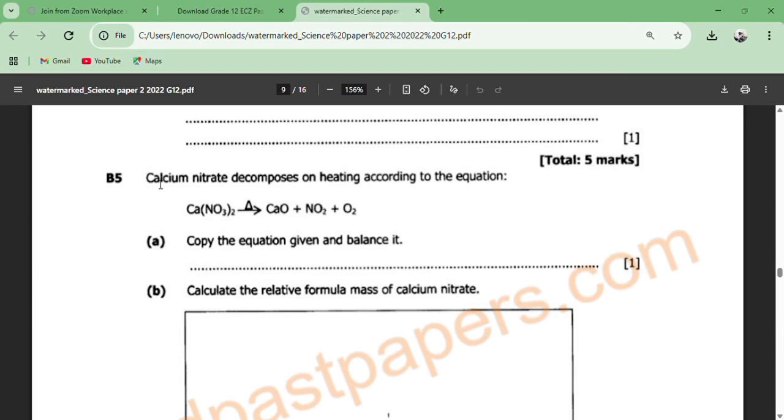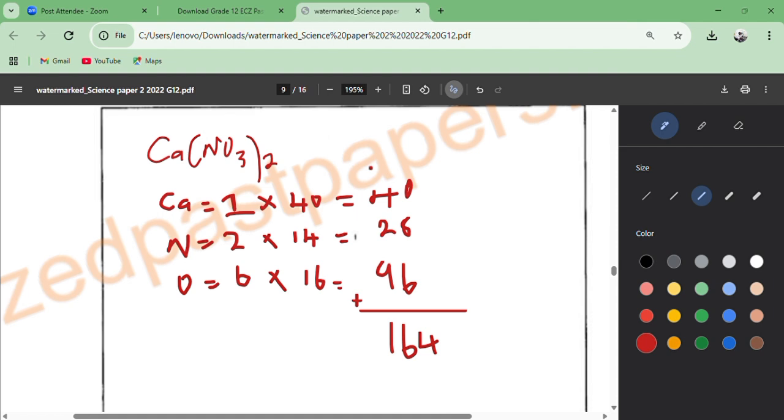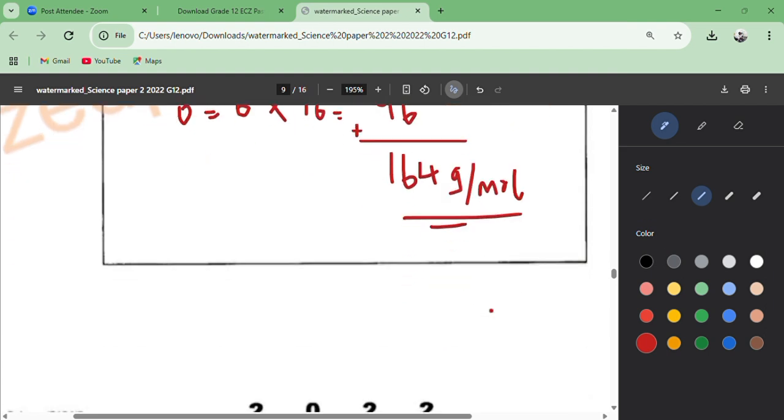What are the units for relative formula mass? It is grams per mole. It is grams per mole.